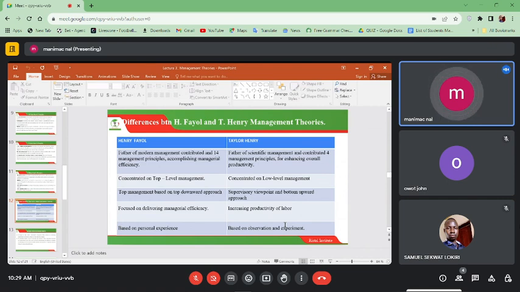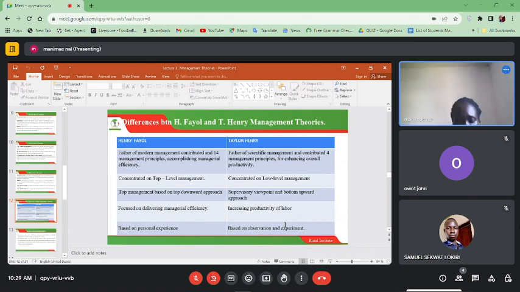Another principle according to Taylor is that we need to divide work equally between the managers and the workers. We shouldn't make people overwhelmed with work, but we should divide it evenly. Lastly, according to Taylor's principle, we need to concentrate more on productivity, and even productivity based on wages, because people like to be appreciated, they like to be given incentives or wages based on their productivity.